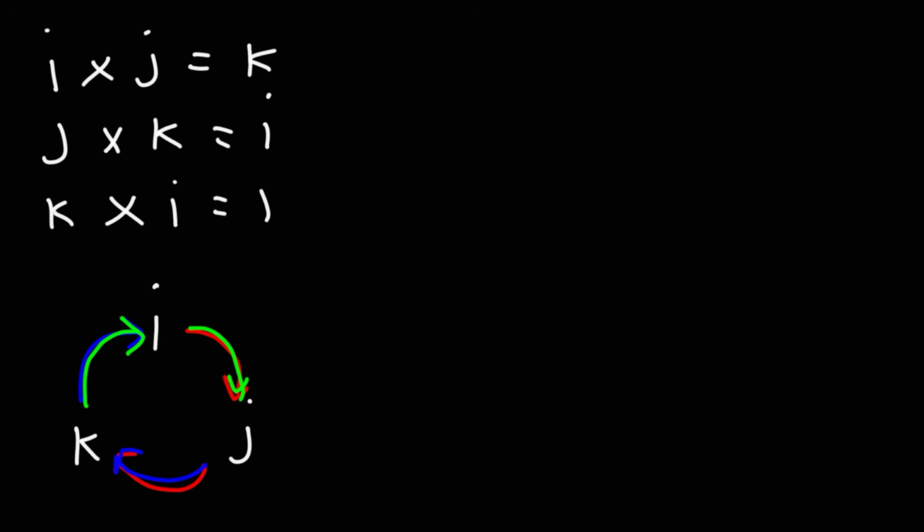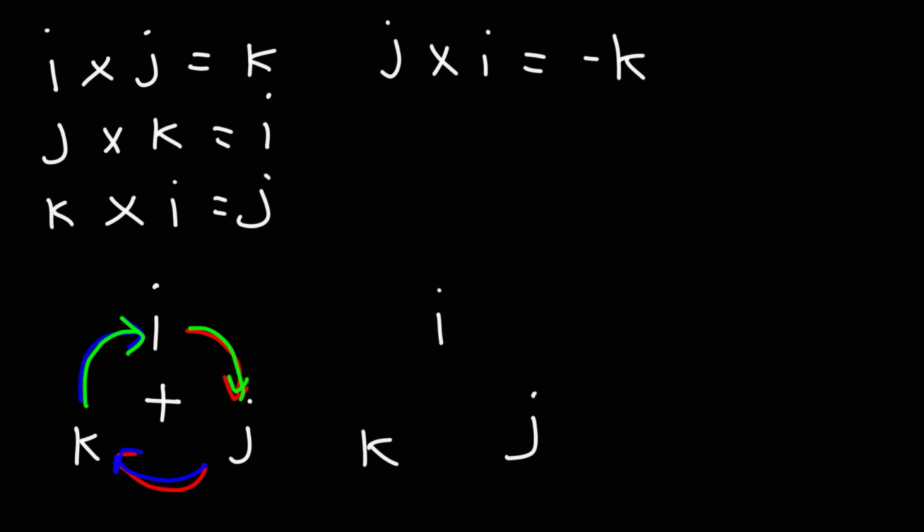So k cross i is j. So anytime you go in the clockwise direction, you're going to get a positive result. If you go in the reverse direction, it'll be negative. So instead of i cross j, if we do j cross i, it'll be negative k. So in this case, I'm starting with j, and I'm going towards i. So notice that I'm no longer going in the clockwise direction, I'm going in the counterclockwise direction. When I do that, it's going to give me k, but it's going to be negative. And you could use that formula. So i cross j is k, but if you reverse the order, j cross i will be negative k.